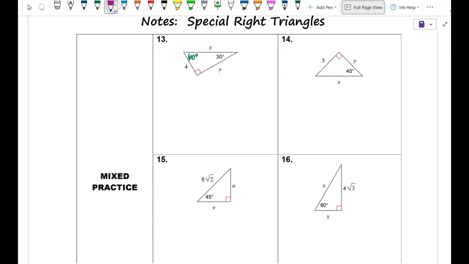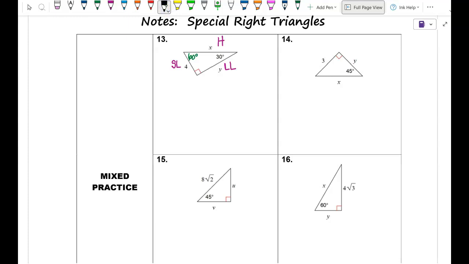The hypotenuse is always opposite the right angle, so X is going to represent my hypotenuse. Now, in a 30, 60, 90, I have a shorter leg and a longer leg. Would the 4 represent the shorter leg or the longer leg? Shorter, it's opposite the 30. So this is going to represent the shorter leg. That's going to represent the longer leg.